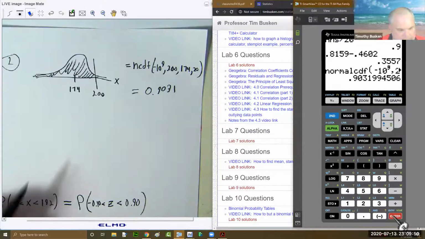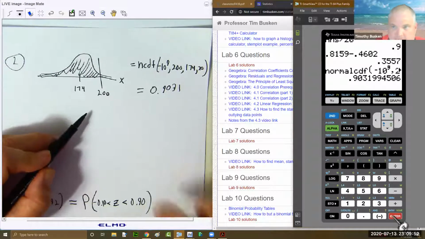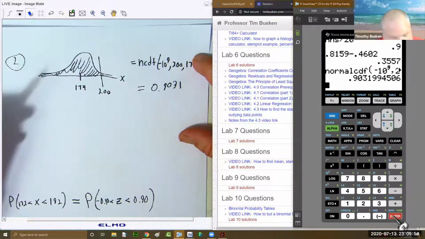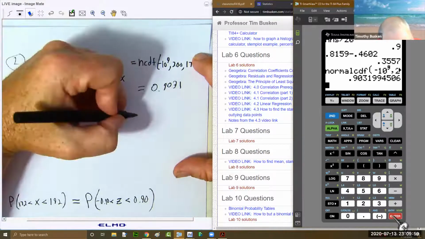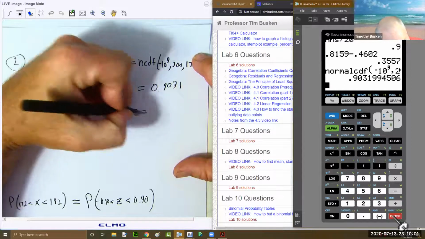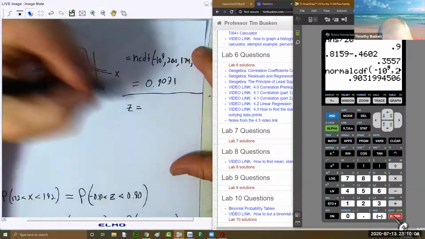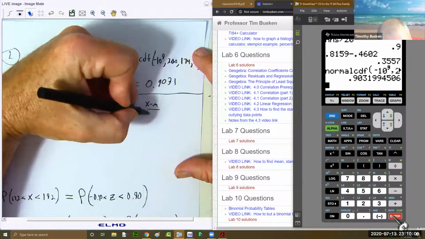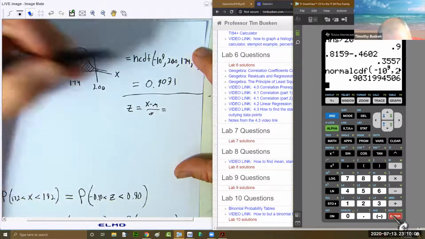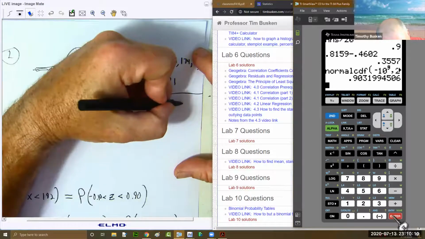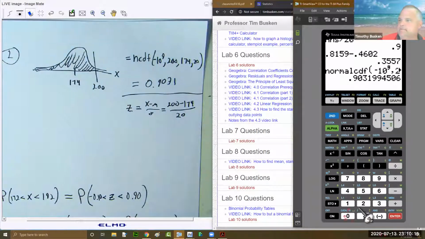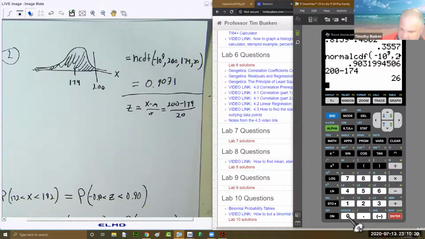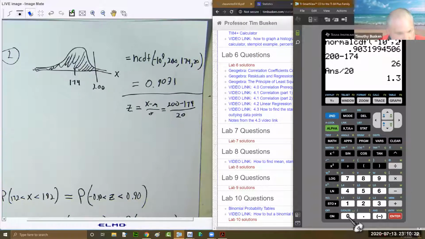If you had to use the z-table to find this, which I recommend you don't do, you're going to find the z-score of 200. The z-score of 200 is given by x minus mu over sigma, which of course is 200 minus 174 divided by 20. That's 26, and divide that by 20, so then we're getting 1.3.